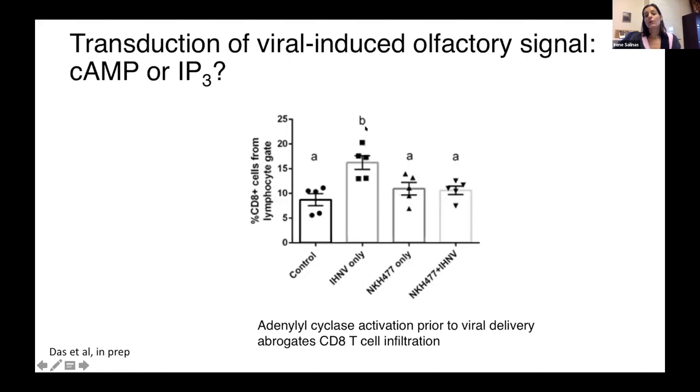You can see that if we only give the virus, we have our usual infiltration, but if we deplete with this drug to get rid of any cyclic AMP prior to exposure to the virus, we abrogate the response. So this response is for sure cyclic AMP dependent. We don't know whether inositol triphosphate is implicated or not.